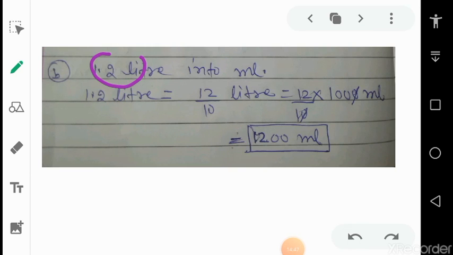Now again here is a question of decimal value. So 1.2 liter into milliliter, again 1.2 can be converted as 12/10, as there is one digit to the right side of decimal, so we remove the decimal point and write 10 in denominator. Converting liter into milliliter, we multiply by 1000. After simplifying, we get 1200 milliliter. So 1.2 liter is just 1200 milliliter.